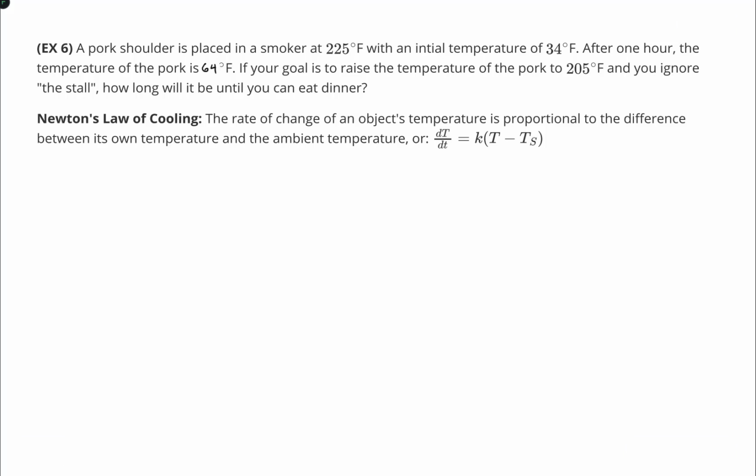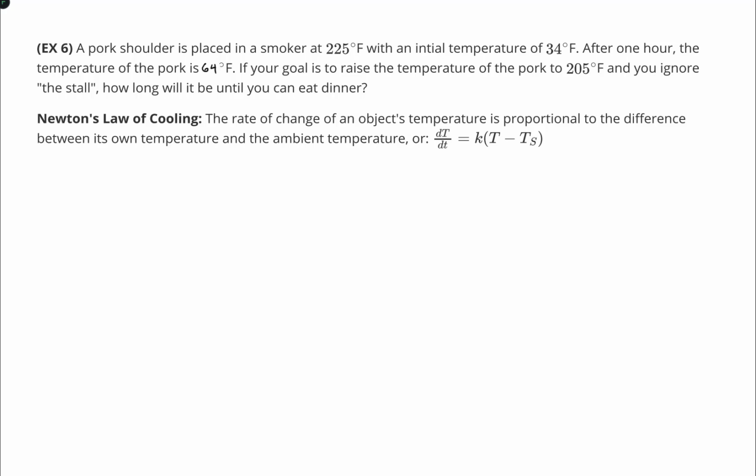A pork shoulder is placed in a smoker at 225 degrees Fahrenheit with an initial temperature of 34 degrees Fahrenheit. After 1 hour, the temperature of the pork is 64 degrees Fahrenheit. If your goal is to raise the temperature of the pork to 205 degrees Fahrenheit and you ignore the stall, how long will it be until you can eat dinner?